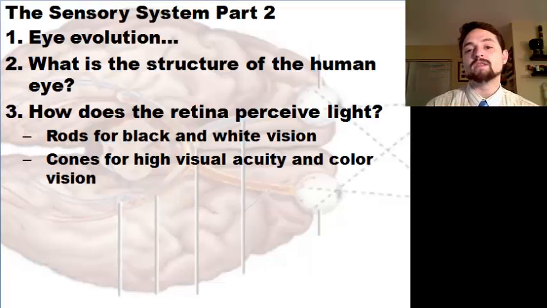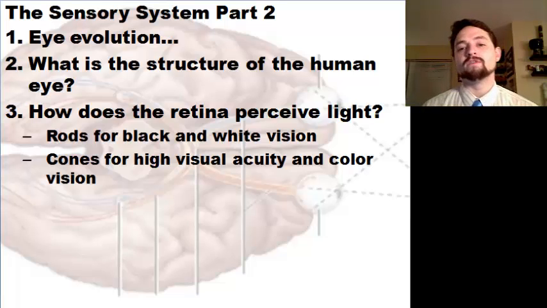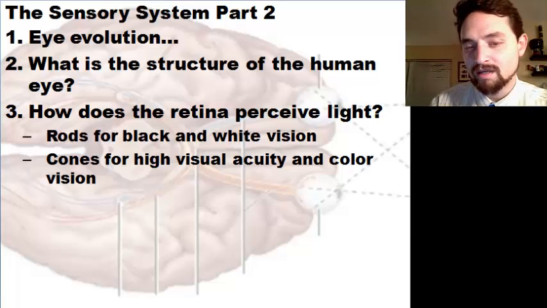So how does the retina perceive light? Well, the retina perceives light with 2 types of photoreceptors in the human eye: rods and cones. Rods are for black and white vision, and cones are for high visual acuity and color vision. You can think of cones as seeing in HD, whereas rods are like the way your grandparents or great-grandparents saw television, in black and white.